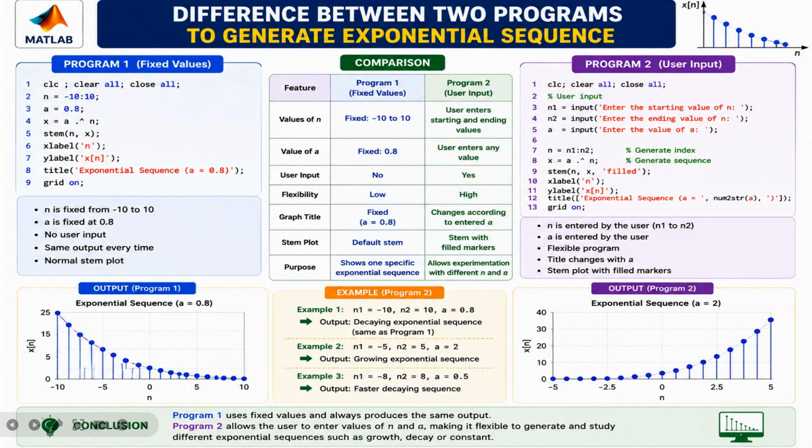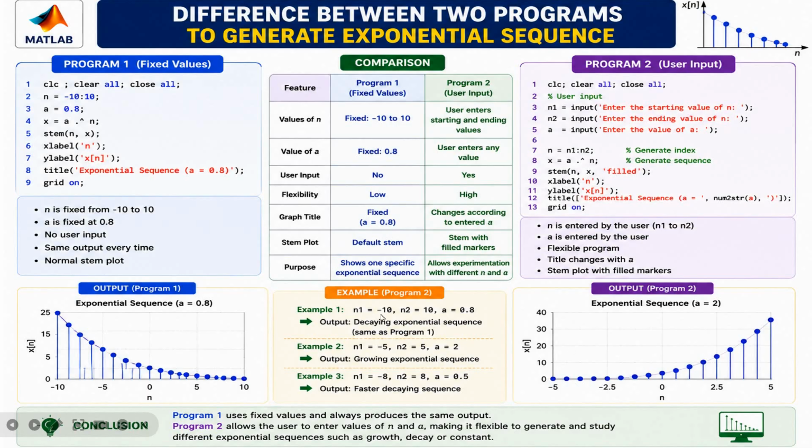And here we get a normal stem plot, whereas here you can enter the value of your choice. Because a is entered by the user, n is also entered by the user. This is a flexible program, and the title changes with a. Here you have a stem plot with filled markers. Next, you can see an example for program 2. When you take a is equal to 0.8, you will get a decaying exponential sequence. But when you take a is equal to 2, you can see it is a growing exponential sequence.